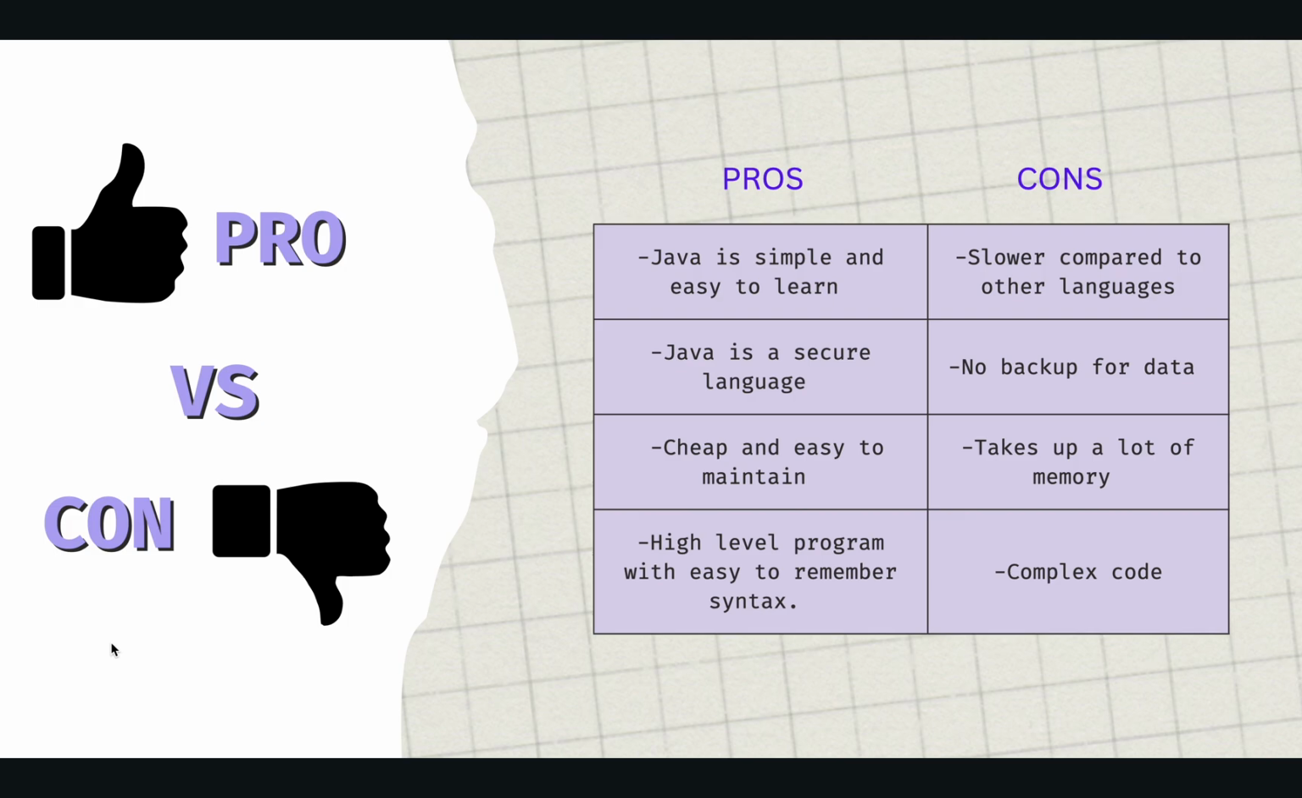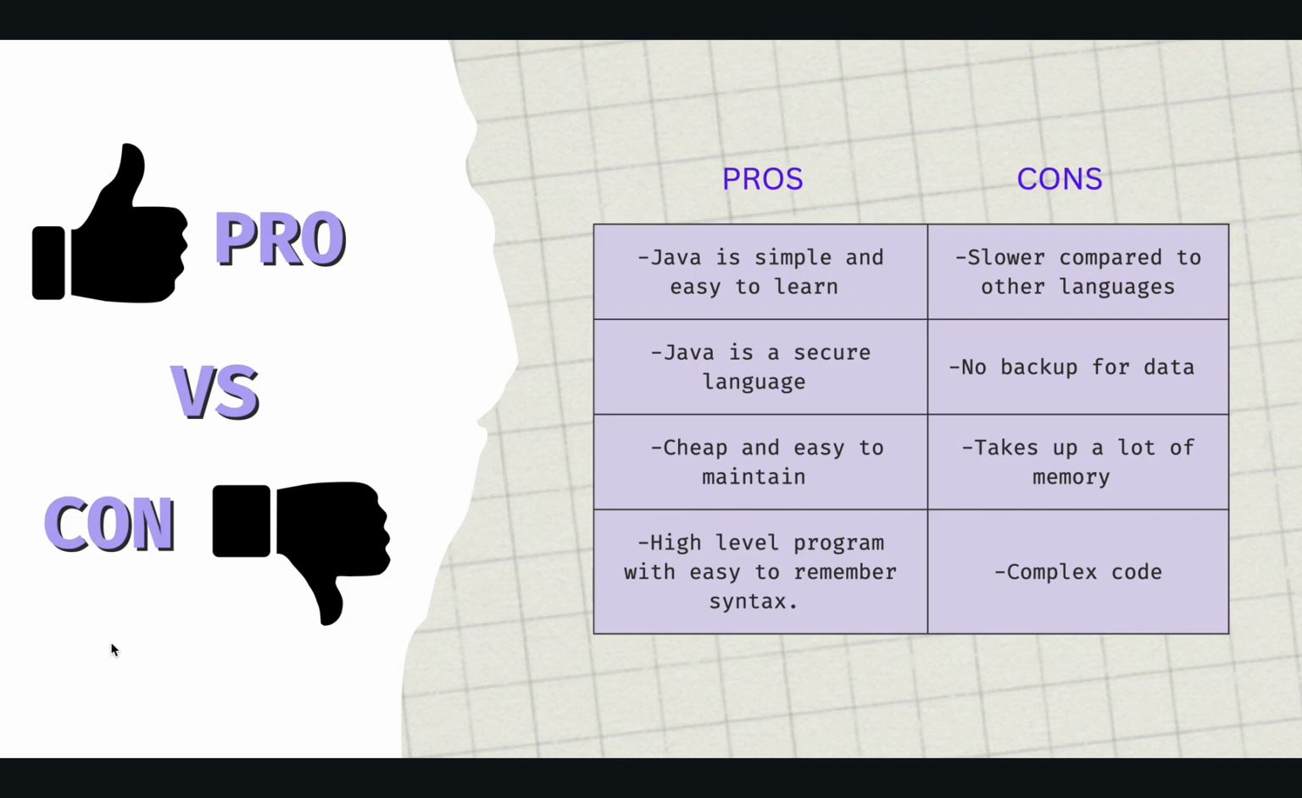It's cheap and easy to maintain, and because it's a high level program, it's easy to remember syntax. And syntax is basically just the rules associated with the language. Each language has a different set of rules. Like for Python, there's really strict rules about indentation, spacing, and things like that. And Java has other rules about semicolons, which we'll go over later.